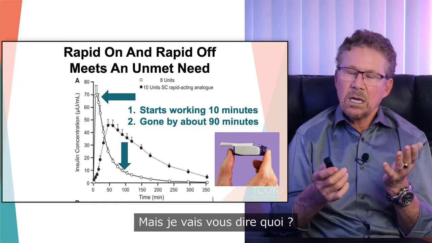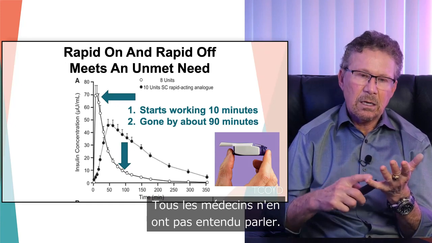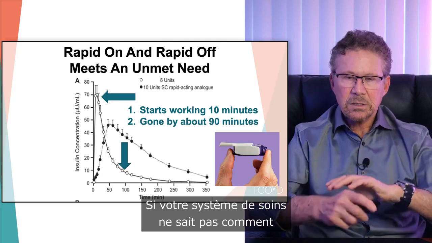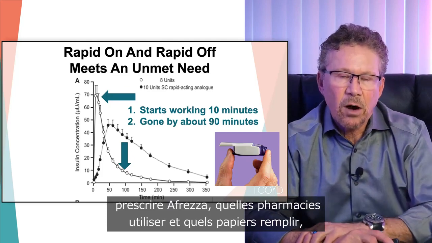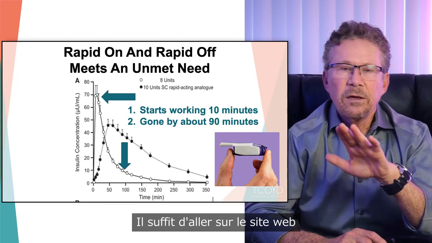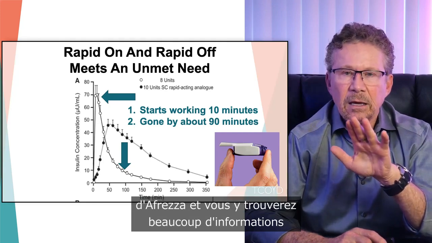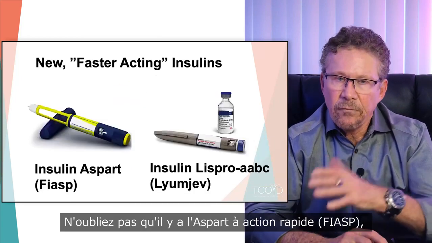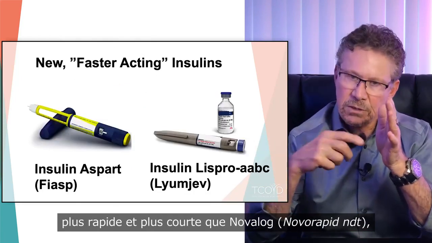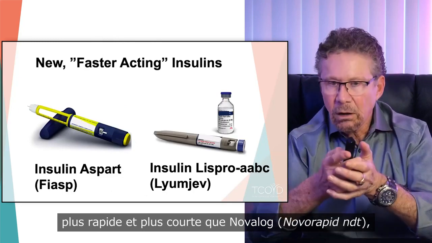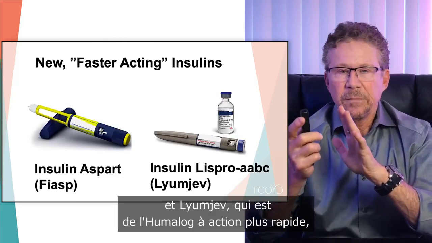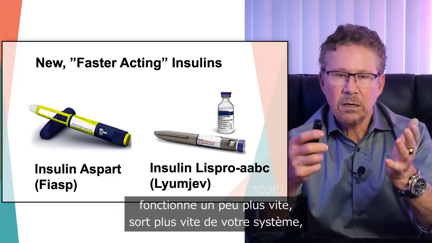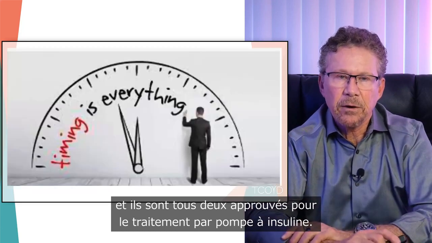But I'll tell you what, not every doctor's heard of it, and sometimes prescribing can be a pain. If your healthcare system doesn't know how to prescribe Afrezza, like which pharmacies to use, what paperwork, just go to the Afrezza website, and it'll have a lot of information on the best way that you can help your doctor get you Afrezza. Don't forget, there's the faster acting aspart, which is faster on and faster off than Novolog, and Lumjev, which is a faster acting Humalog. Works a little faster, gets out of your system faster. And they're both approved for insulin pump therapy.